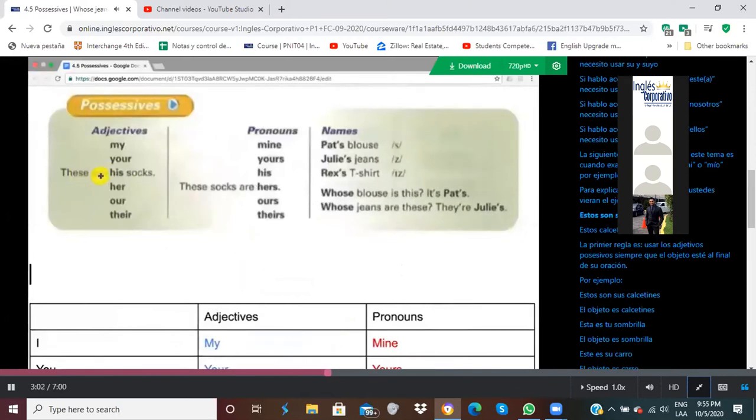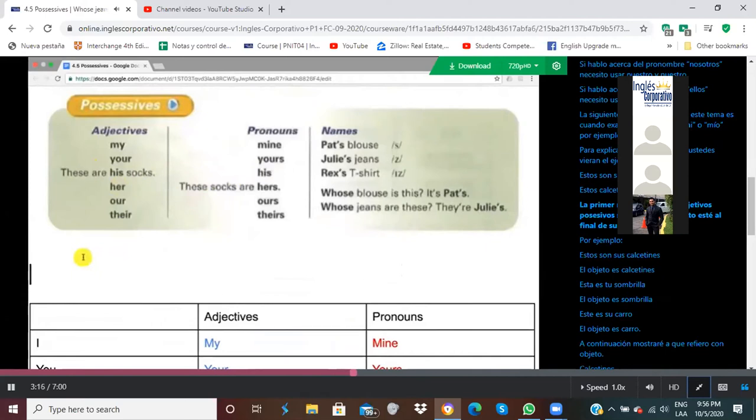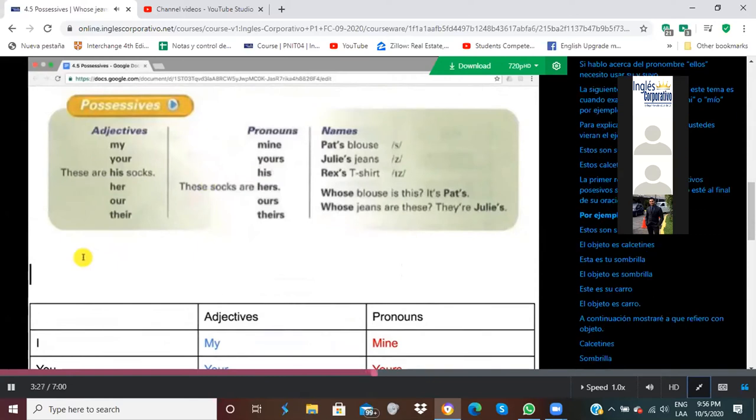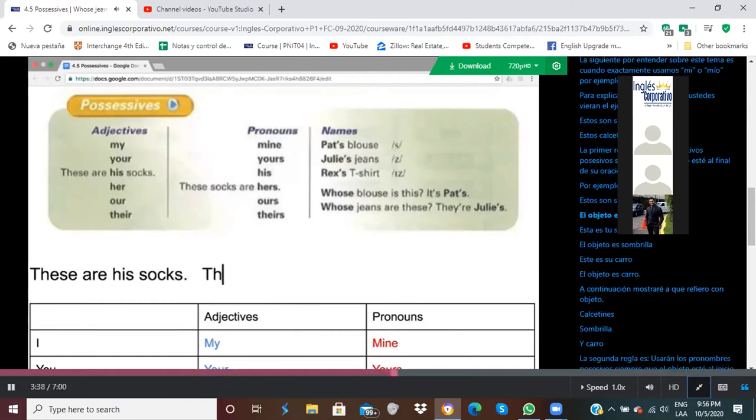These are his socks. These socks are his. We want to keep the same example. So the first rule to learn is you will use possessive adjectives whenever the object is at the end of your sentence. For example, these are his socks. The object is socks.